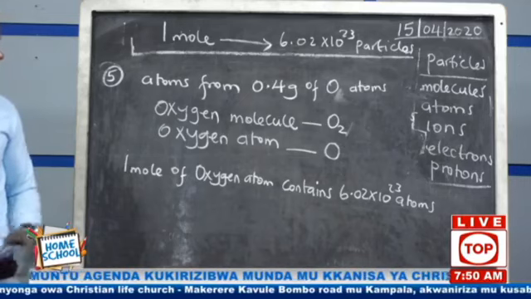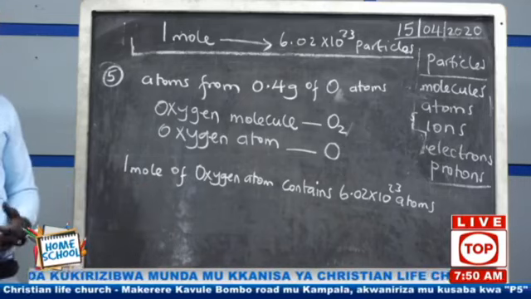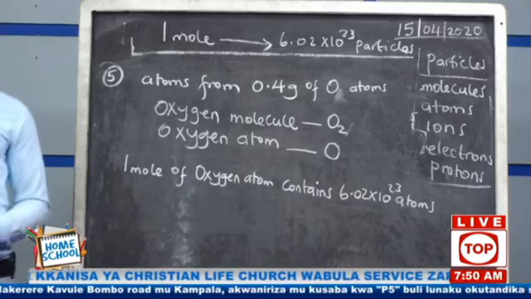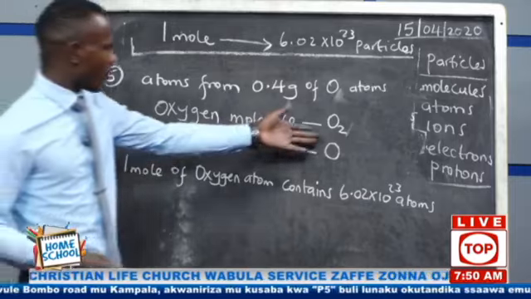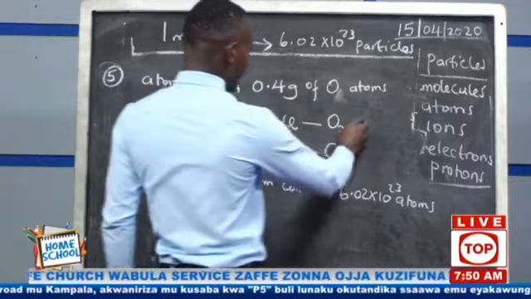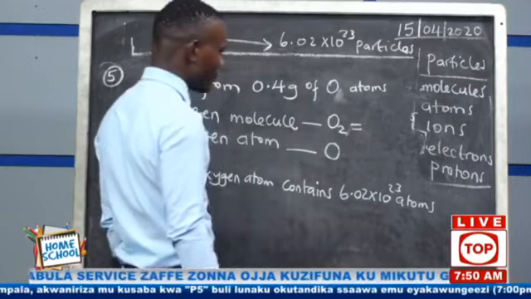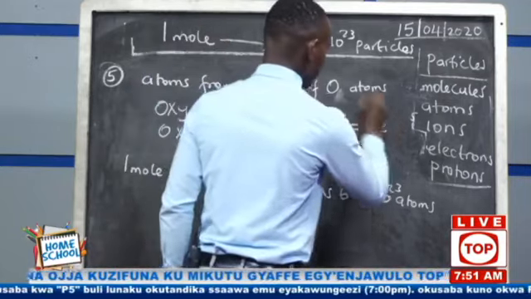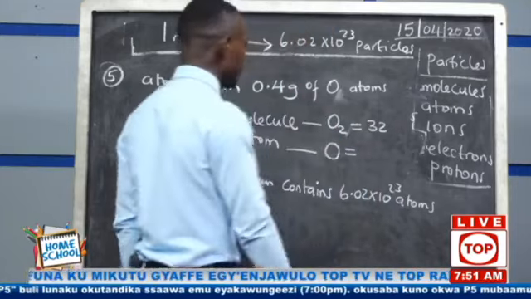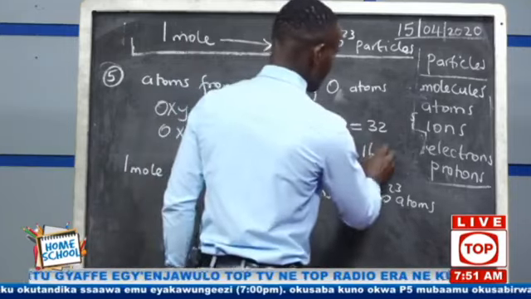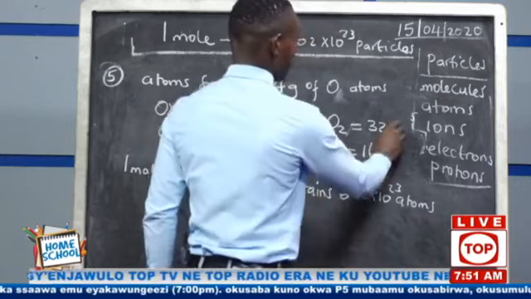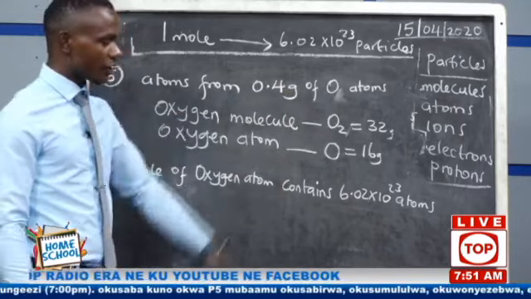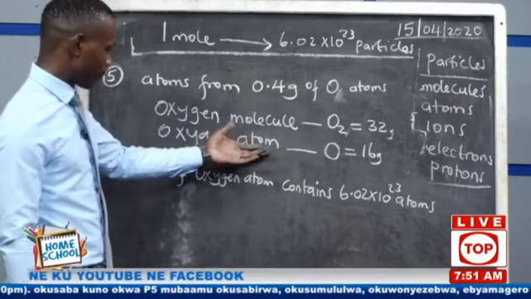But you look at our question. The question is clear. Atoms from grams. So here, that's why I want to go back to this one. The relative atomic mass of oxygen molecule is 32. The relative atomic mass of oxygen atom is 16. That's very important, because once you bring this one, you get a different answer. So you should be able to pick this one.